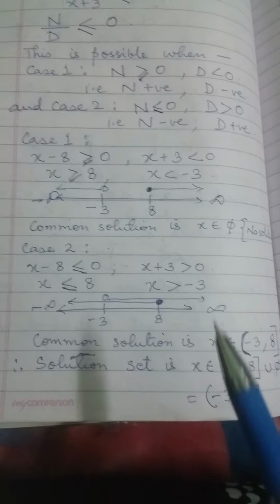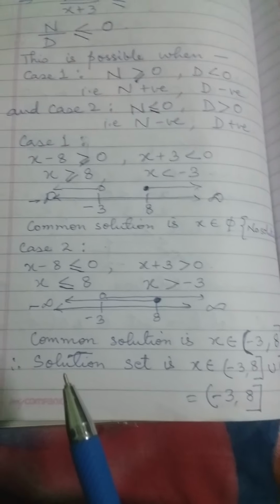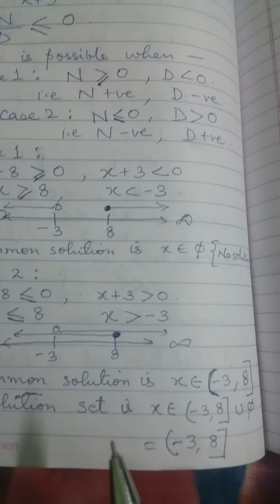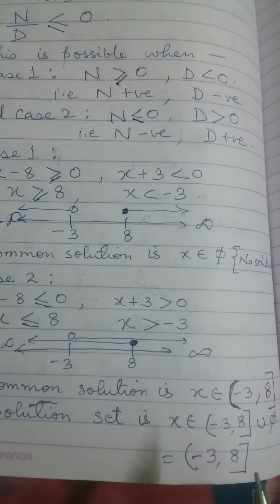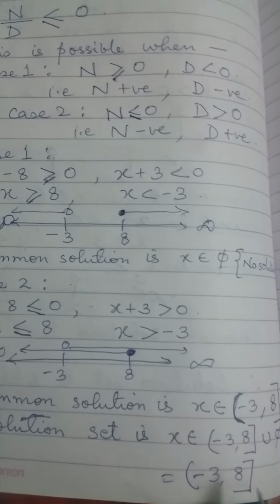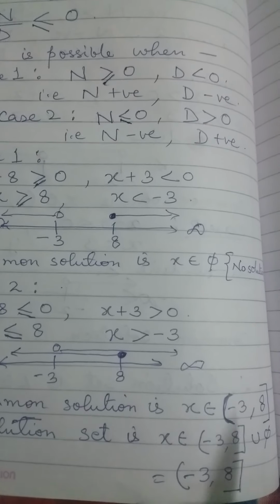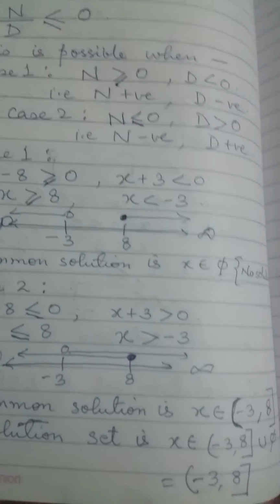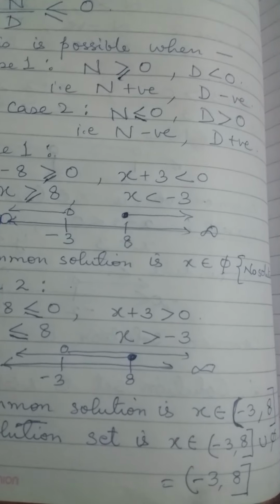Now we will find out the common solution set. So your solution set means always the complete solution. So complete solution will be what? x belongs to (minus 3, 8] union phi, which is equal to this. Phi means no solution. So it means our final answer is (minus 3, 8].